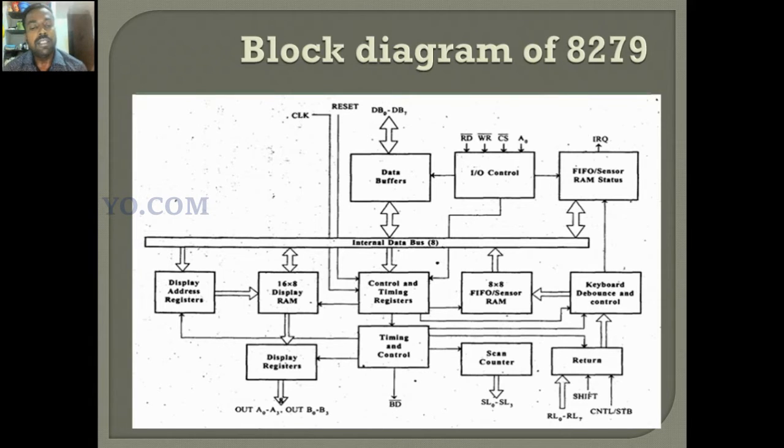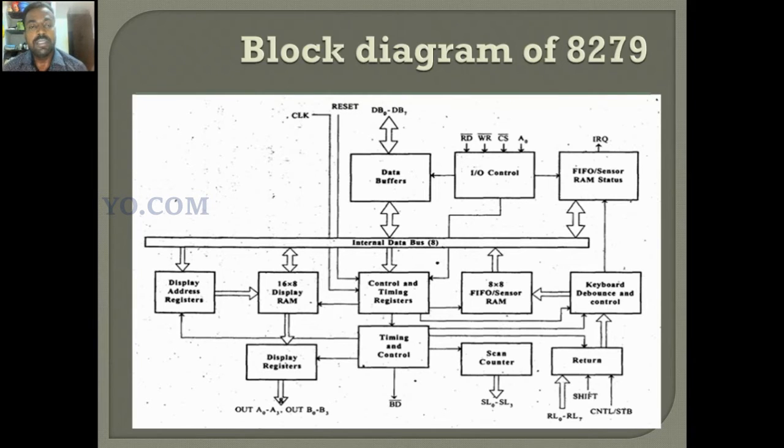And the control and timing register is used to control the entire operations. It receives a control signal from the IO control unit. So it has a separate clock and a reset input. So that will control the entire block. Timing and control is used to control the timing, and it is also used to blank the display.